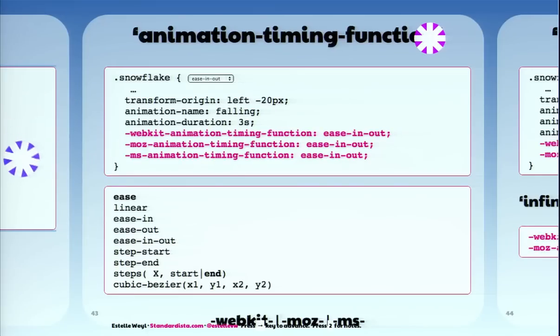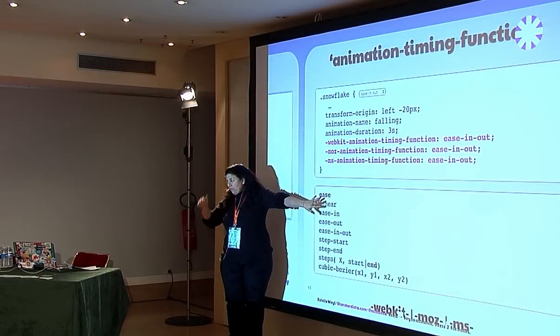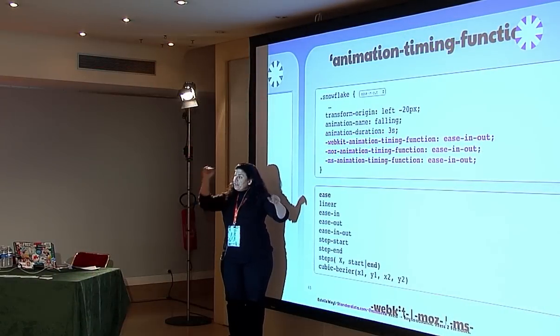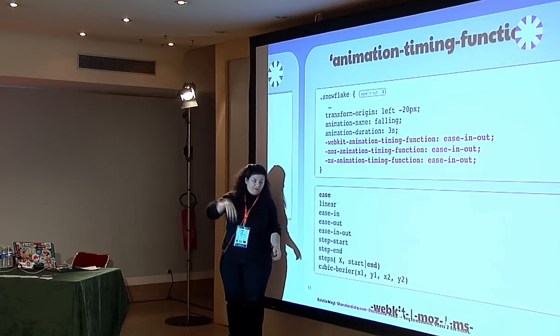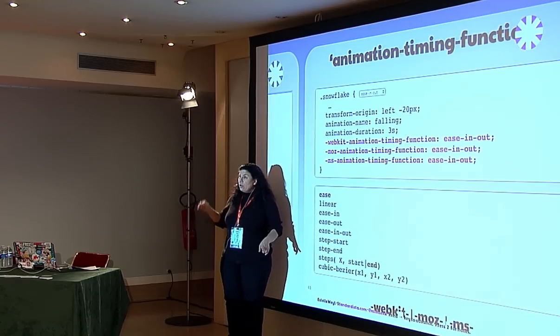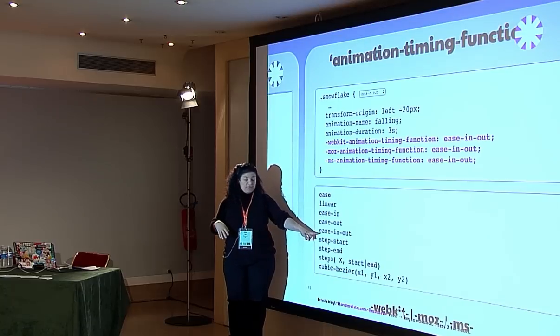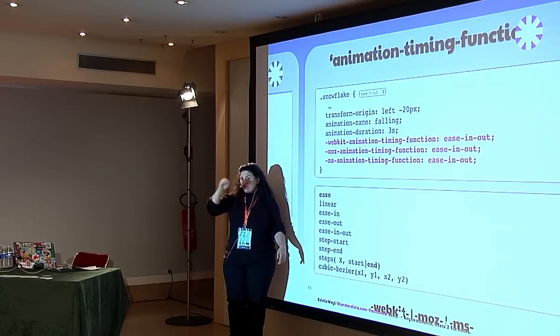Then we have animation timing function. And basically, we have all of these as choices. We have ease, which is the default, and it goes slower to faster. Linear, which is all the same speed all the way across. Ease in goes slower and faster like ease. Ease out goes faster than slower. Ease in out goes slower, faster, then slower again.